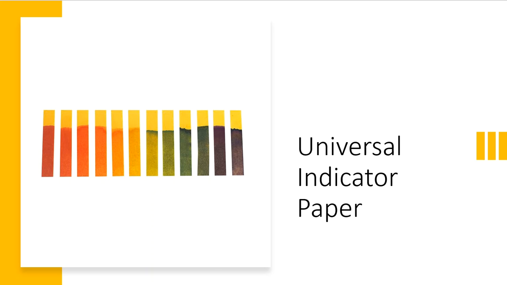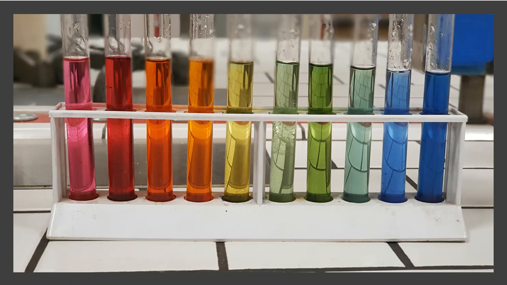Well, it's not just paper-based. Folks, I can also have solution-based indicators as well. So what you see here is a test tube rack, and that rack has different solutions on the inside, and those solutions have changed color based on the pH.